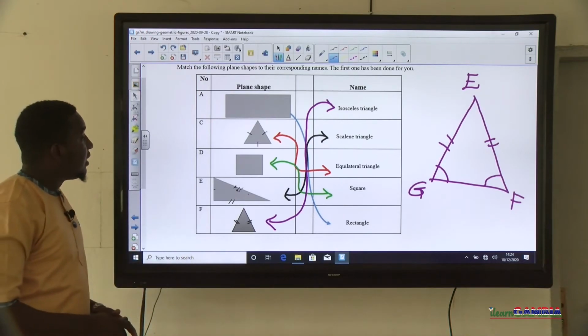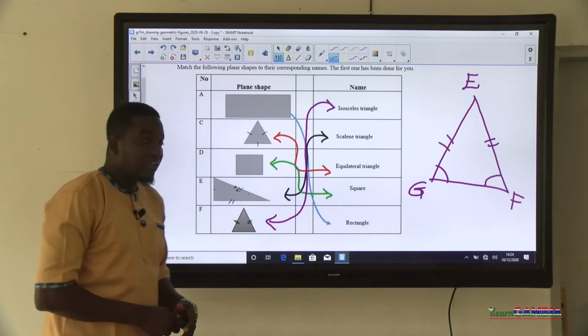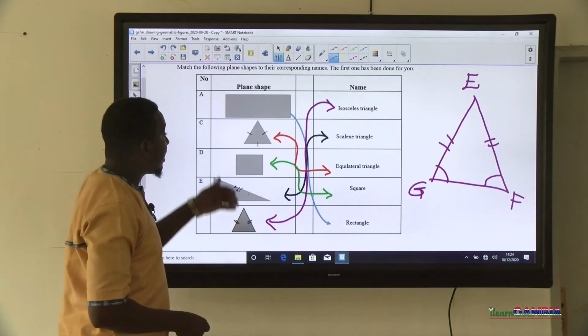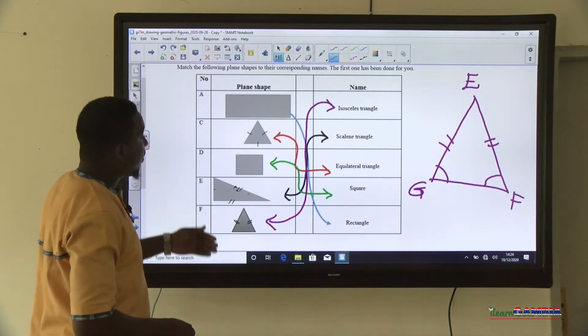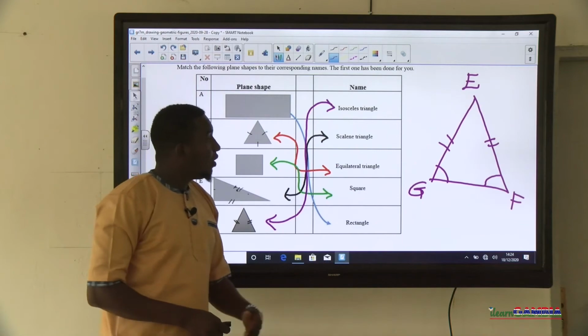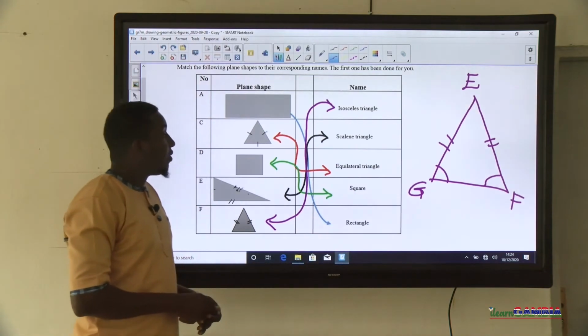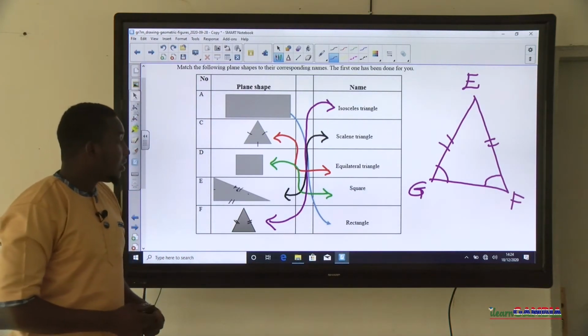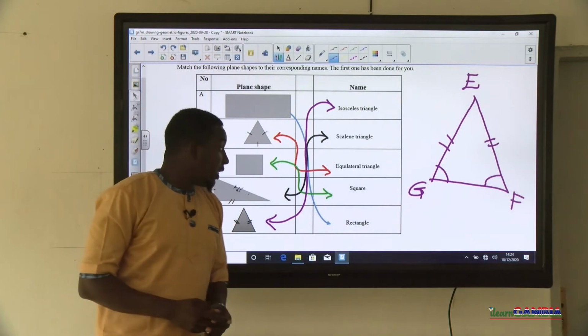That is the end of that slide. I hope if you are given an exercise like this, you'll be able to critically look at the shapes so that you can determine where they fall, whether it is going to be an isosceles triangle, a scalene triangle, an equilateral triangle, a square, or a rectangle.